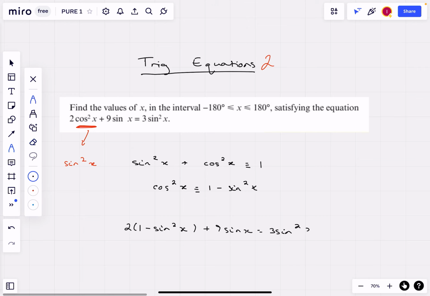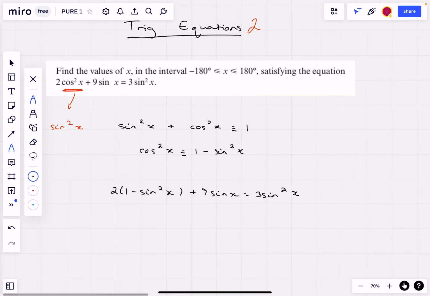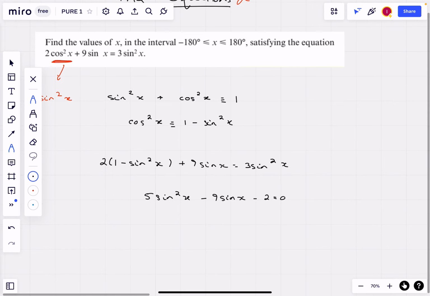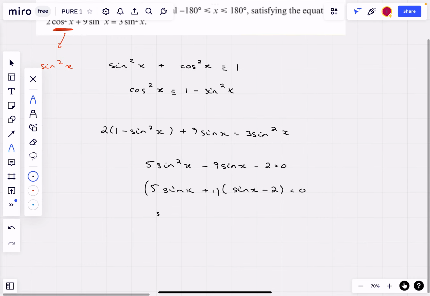Like this. When you expand and simplify and move everything to one side, you get this. And there you go, that's your quadratic. When you factorize, you get this. And now you can solve for each bracket. You would do each one separately.